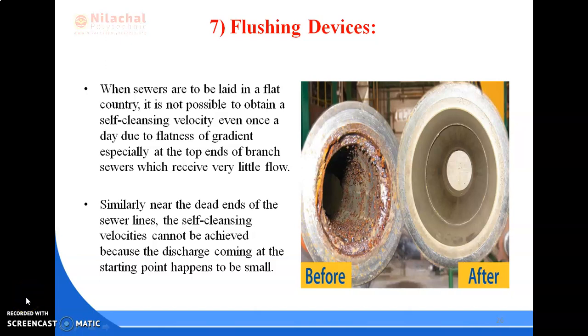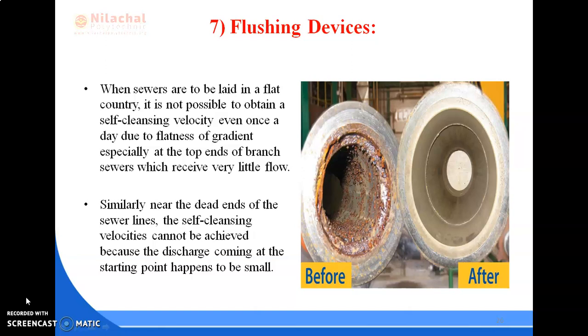Hello everyone. In this lecture we will discuss the remaining devices which are used in the sewage system or in the plumbing system. So let us discuss number 7, flushing devices.